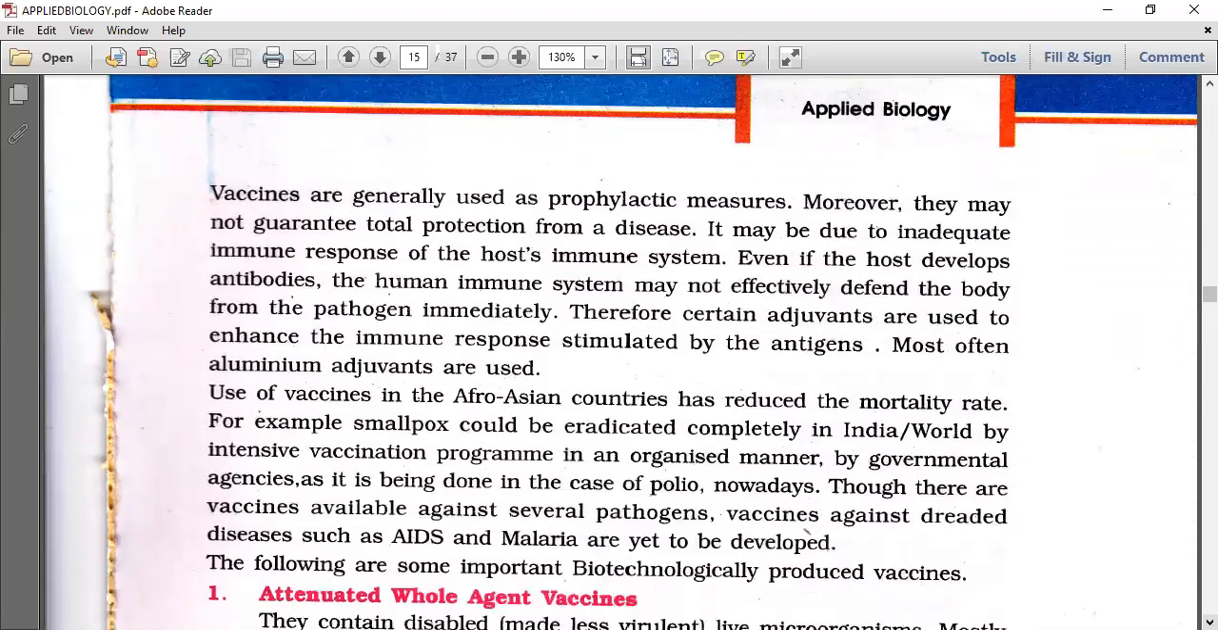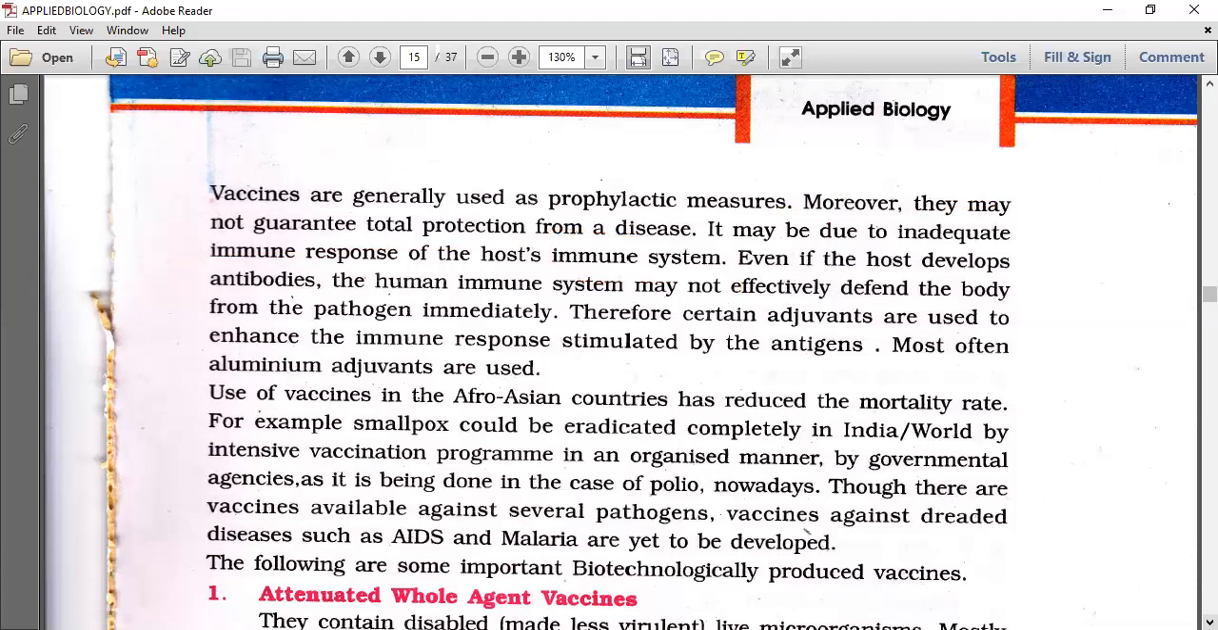Vaccines are generally used as prophylactic measures. That means in the future, when I get the disease, I will have developed memory cells that make us protected. Moreover, they may not guarantee total protection. It doesn't mean that if you take the vaccine you will not get the disease. How far the memory cells have developed depends on the person. It may be due to an inadequate immune response. How your immune system reacts and how you develop memory cells is very important, and it varies from person to person.